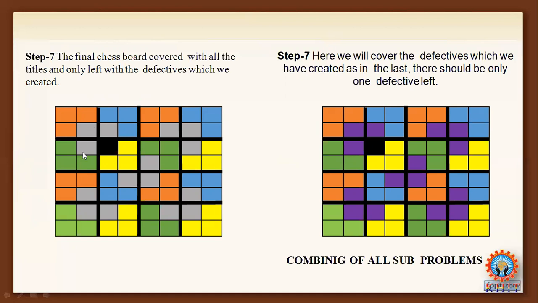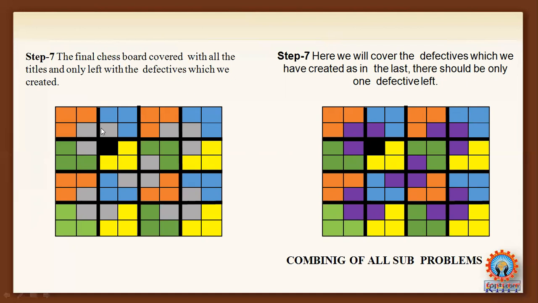Whatever prominences we created artificially, we can fill those with another color and consider them as other defective problems. Here these three prominences will be filled with another color. Why? Because here we will cover the defectives which we created, and at the end there should be only one defective left. That means this is the original defective.